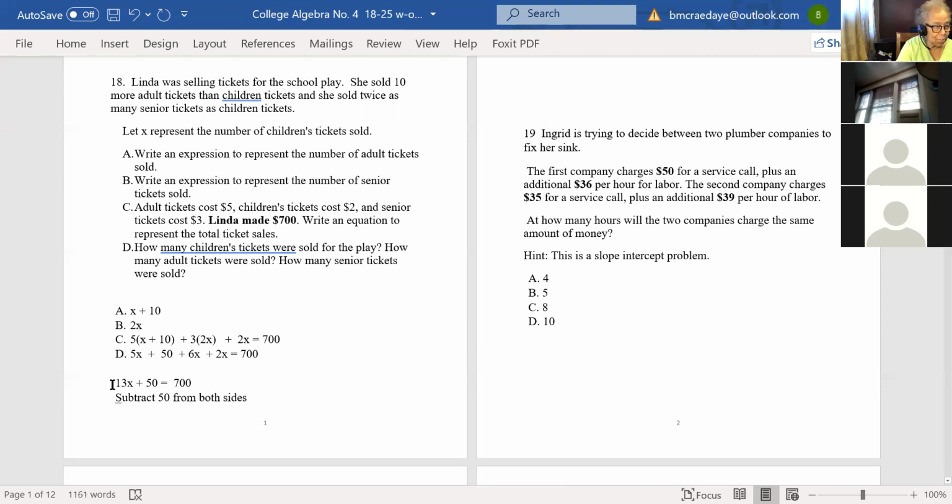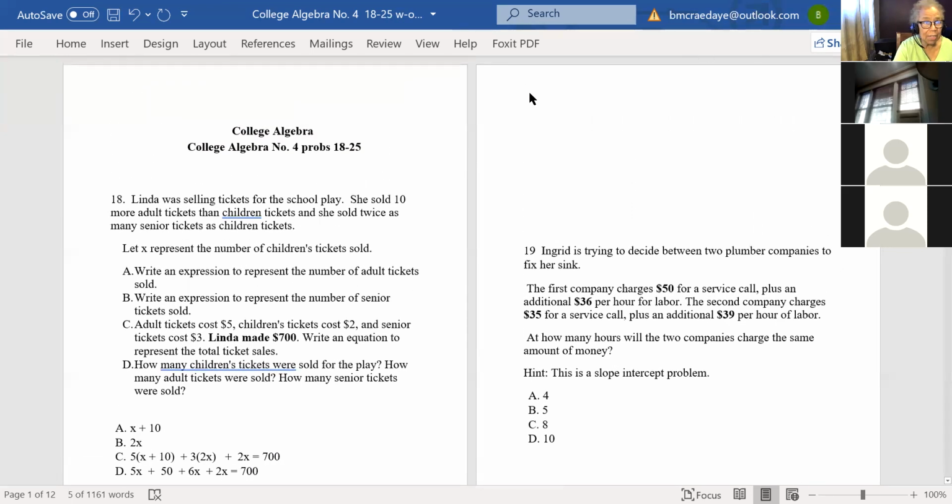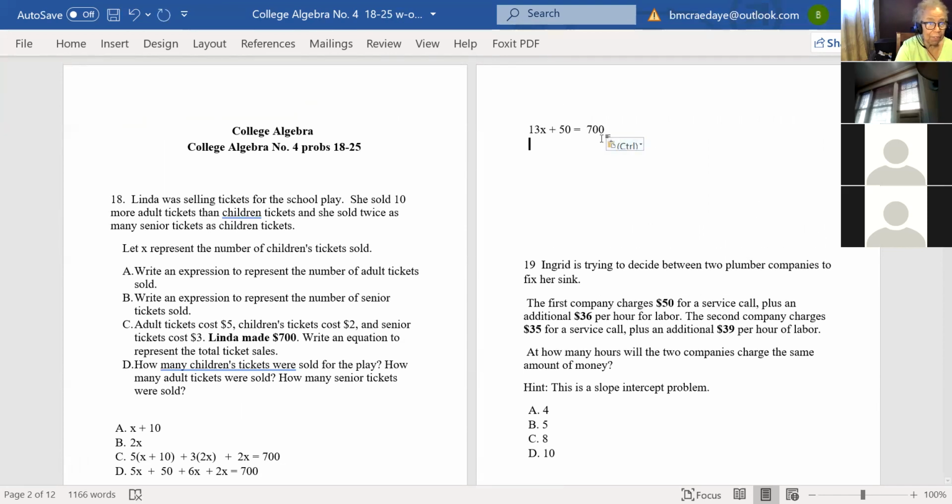Okay, so let's just do that. Let's copy this and we're going to our next screen. And we'll subtract our 50. Okay, subtract 50 on the left, so this will be minus 50. And do 50 on the right, minus 50. So Audrey, what do we have left on the left side?